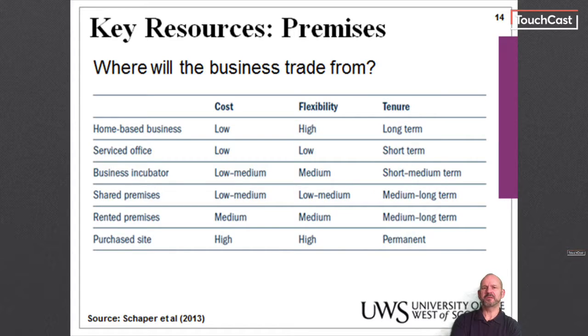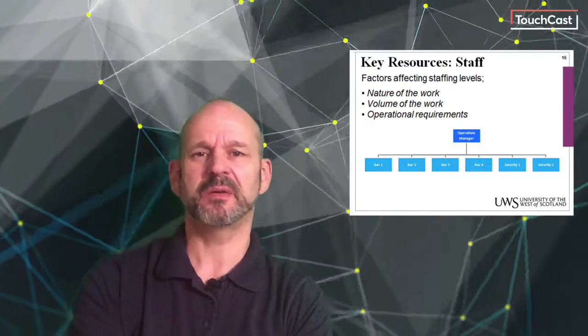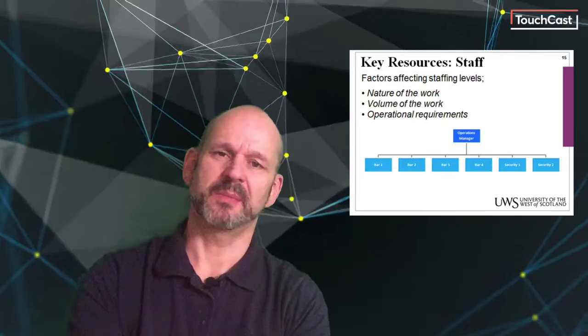You also need to consider the most advantageous location of any premises and the best configuration of those premises in order to satisfy the basic operational needs of your business. Another key resource we need to consider is staff, and the staffing level for the business will be ultimately determined by a number of factors such as the nature of the work being carried out, the volume of this work, and the operational requirements of the business.